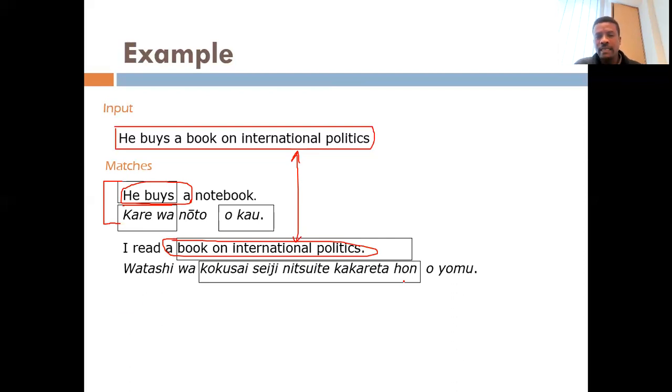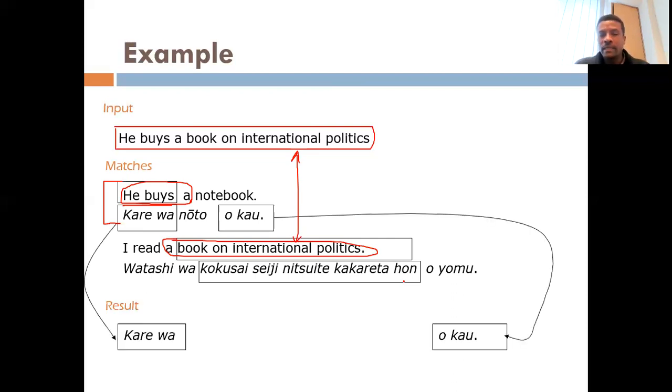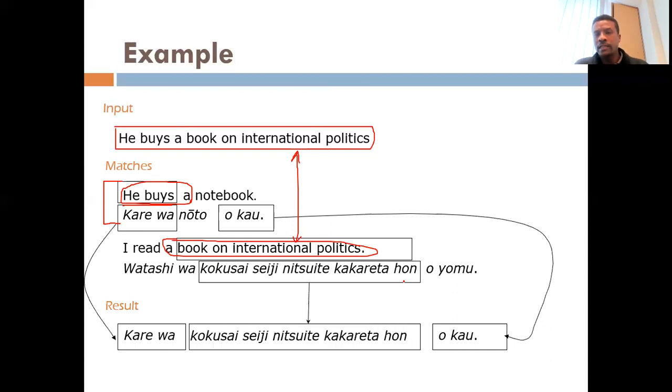And what it does is try to combine the segments: it takes "he buys" and "a book on international politics" and combines them as a whole sentence. But mind you, the first attempt is to find the whole sentence as one unit. If that fails, it looks for parts or segments of it, then goes through the process of recombining.